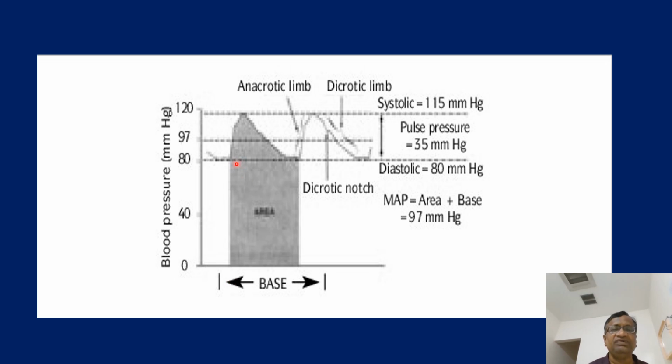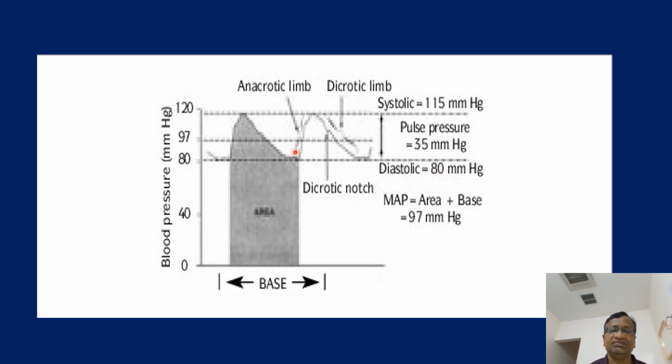Now the normal wave has an anacrotic limb, dicrotic notch, and dicrotic limb, like this. This difference is transverse. This is the systolic pressure and this is the diastolic pressure. Systolic pressure is 115, diastolic is 80, the pulse pressure is 35.